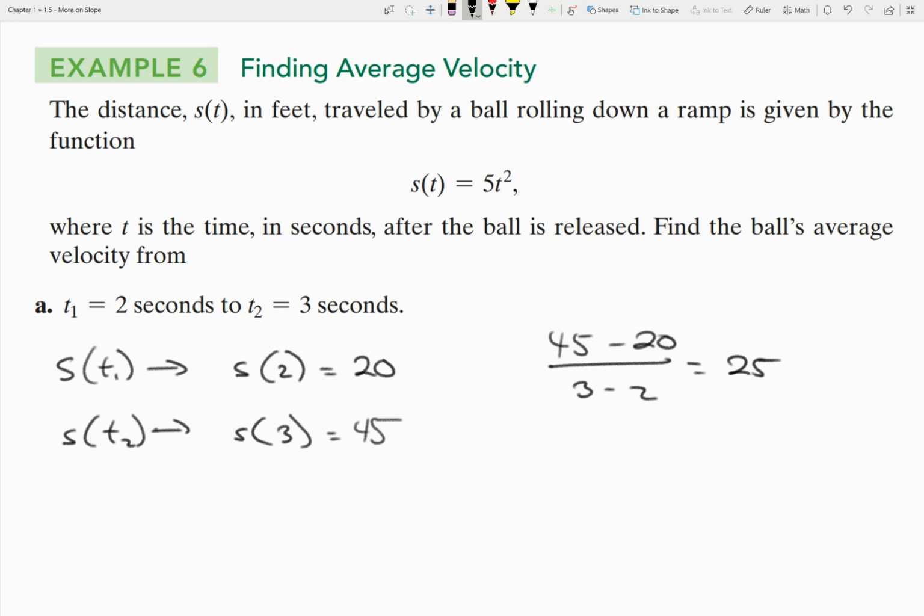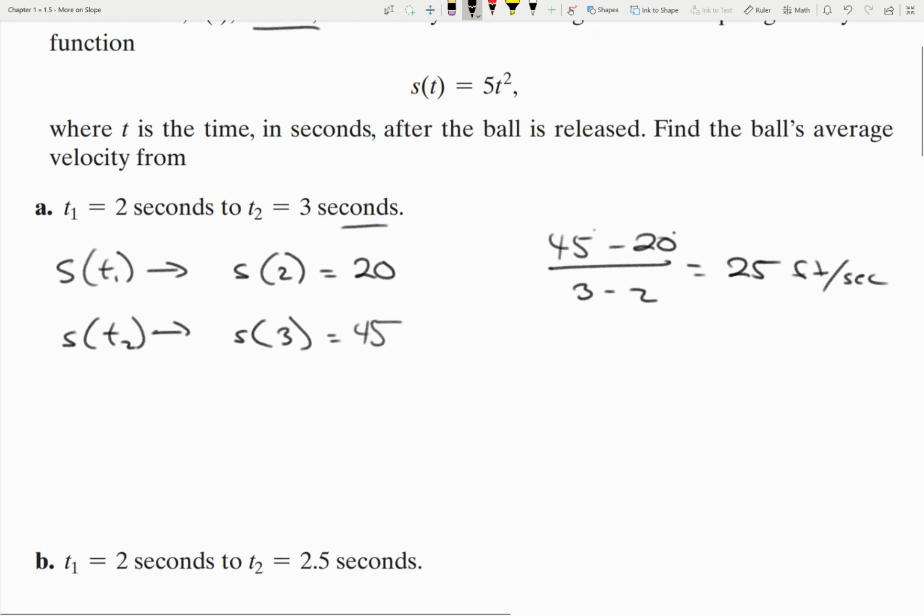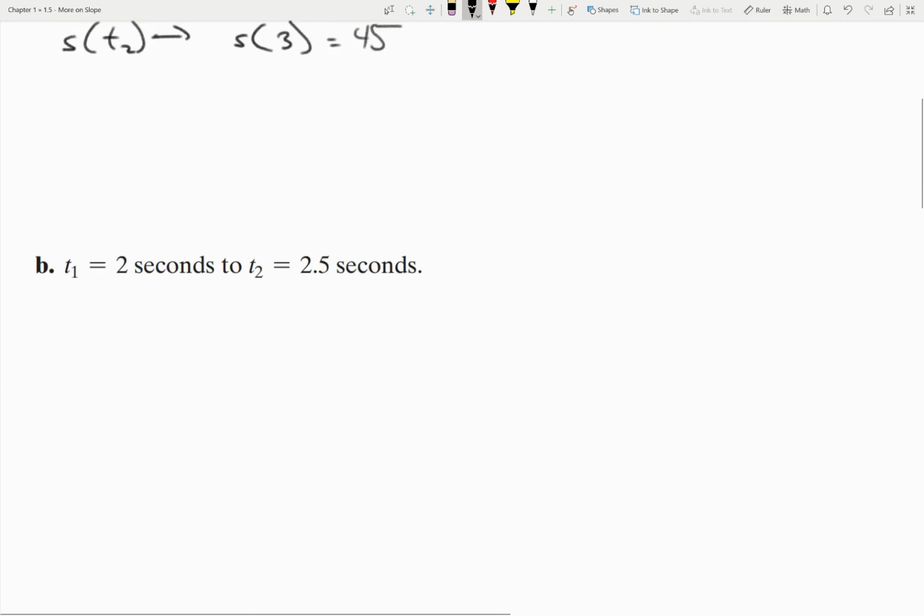Okay, the distance in feet, so s of t is feet, over time, which is per second. So feet per second. And sometimes when we write feet per second, we can write it like that. Either way, it's good, right? Because we're doing 25 feet per 1 second. Okay, and we're getting that just by getting the units. The units of y was 45 feet, 20 feet, and 3 seconds, 2 seconds. Feet per second. Units stack up. The units of y divided by the units of x. Okay.